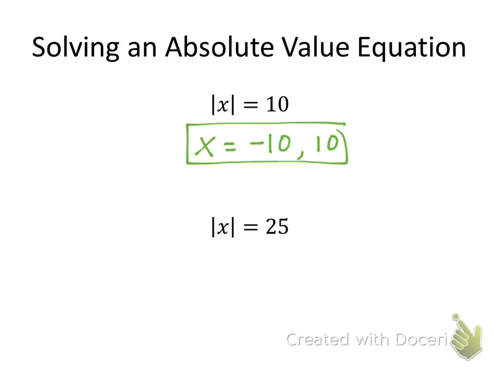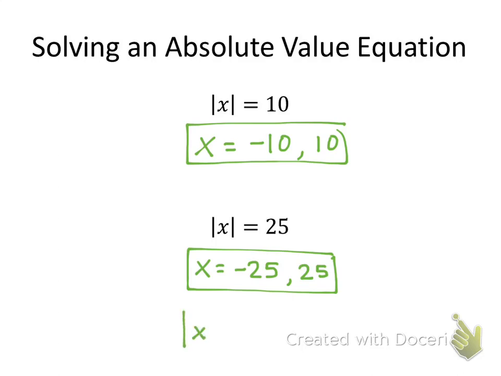Now, what about the second one? What are the two numbers that x can equal? Negative 25 and positive 25. Positive and negative 25, or negative and positive 25. Do this one on your own. Mary, what did you get for the absolute value of x is 100? Negative 100 and 100. Very good. Negative 100 and 100.